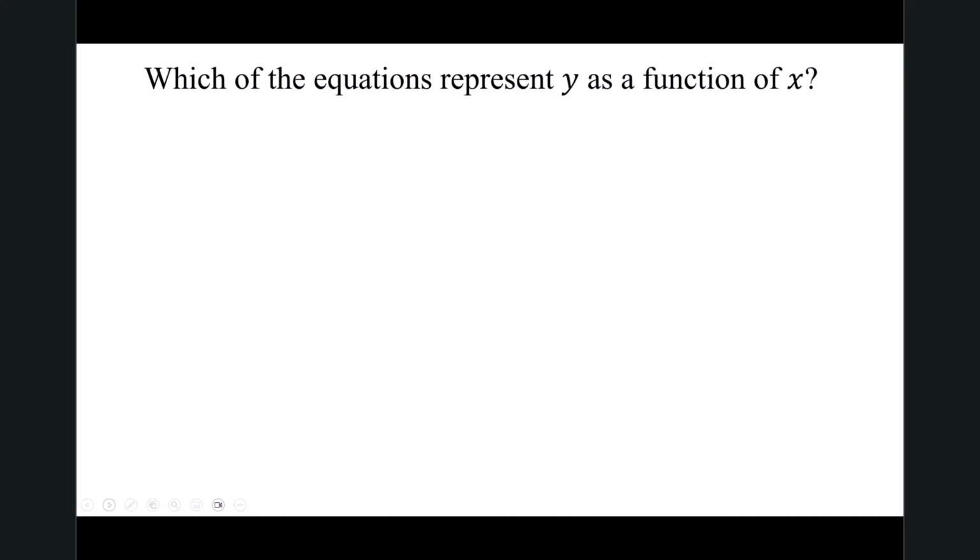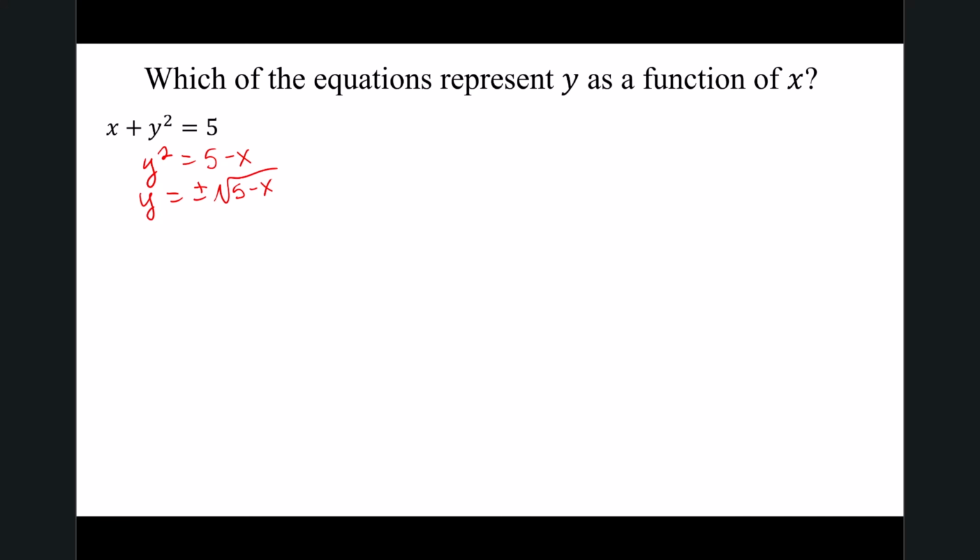Which of these equations represent y as a function of x? If I have x plus y squared equals 5, one way to decide if this represents y as a function of x would be to solve for y. So I'll start by subtracting x from both sides, and I get y squared equals 5 minus x, and then take the square root to get y equals plus or minus the square root of 5 minus x.